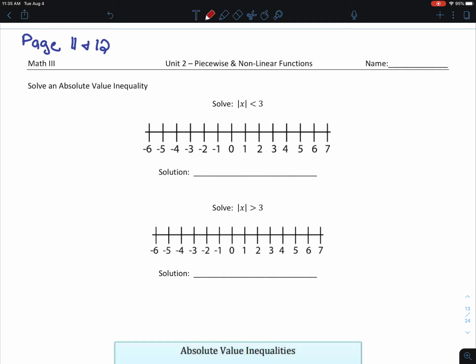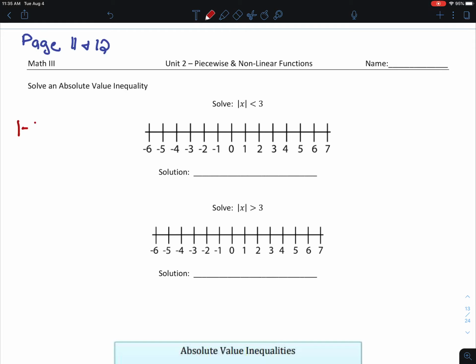So, to help you understand this, I've given you an expression. The absolute value of x is less than 3. Now remember, absolute value is always positive. So let's look at a number line to see some answers that fit. What numbers would make this true?